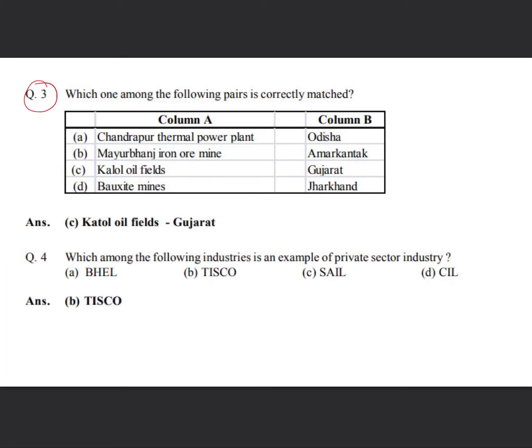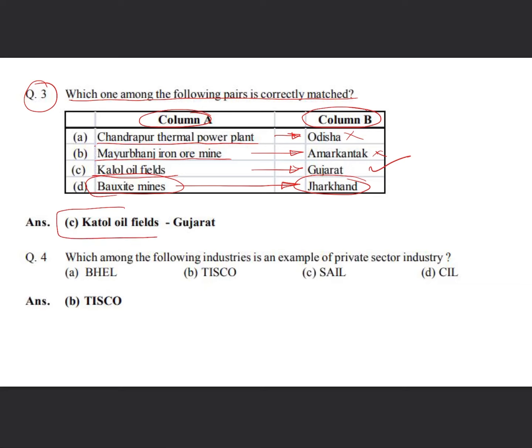Next question. Question number 3. Which one among the following pairs is correctly matched? First column and second column. First, Chandrapur thermal power plant. Is it in Odisha? No. Mayurbhanj iron ore mine. Is it in Amarkantak? No. Kalol oil fields. Is it in Gujarat? Yes. So the bauxite mines will not be in contention to be a correct answer. It is not in Jharkhand. So the answer is Kalol oil fields in Gujarat.